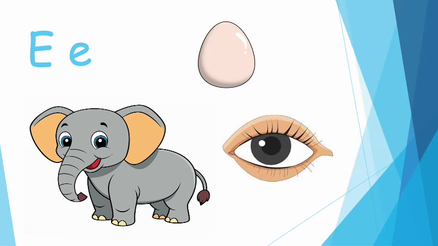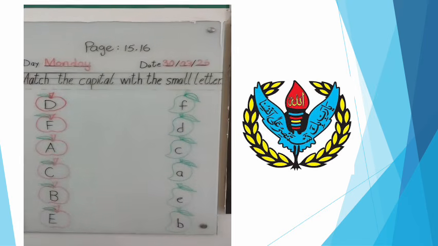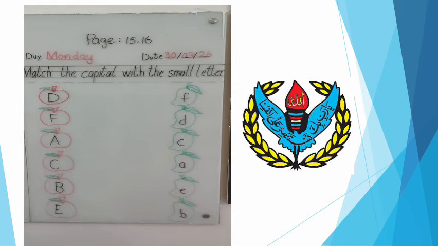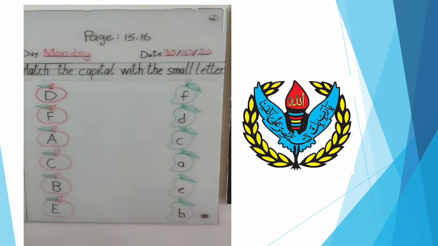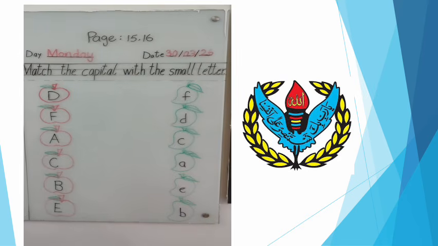Now say with me, E egg, E elephant, E eye. F for frog, F fish, F fan. Okay students, now we have to complete our workbook page number 15 and 16, in which we have to match the capital letter with the small letters.